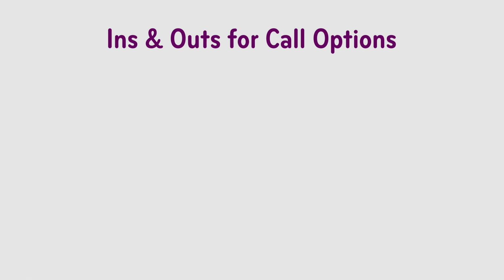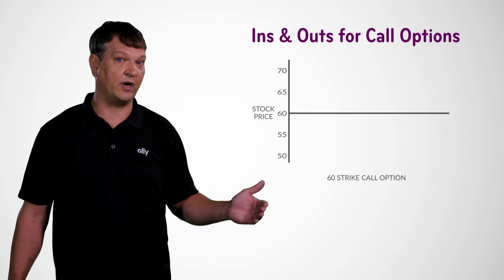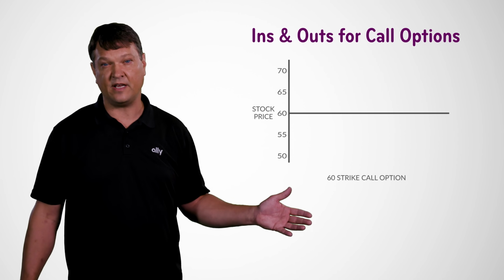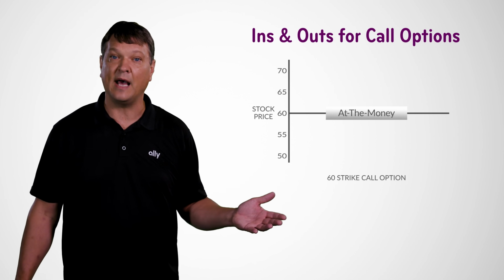On our graphic, we actually see the y-axis is the stock price. And our stock price here is going from 50 all the way up to 70. The x-axis is the strike price of our option contract. And today we're talking about a call option that allows you to call stock away. Our strike price in this instance is a 60 strike call option. So if the stock is at 60 and the strike is 60, that's considered an at-the-money option contract.